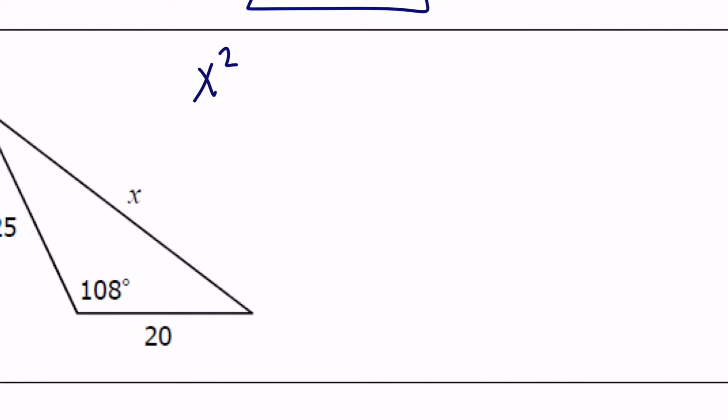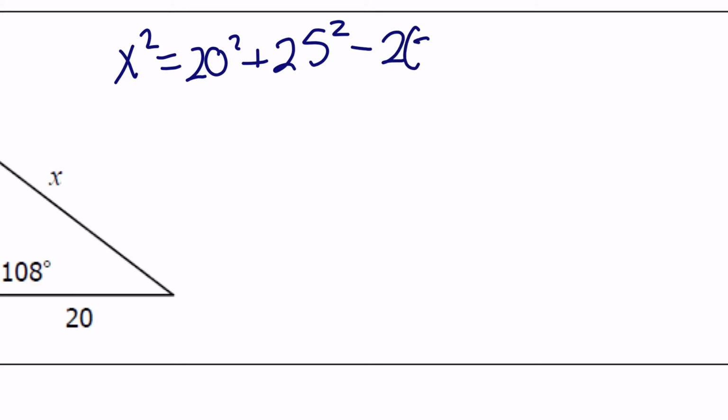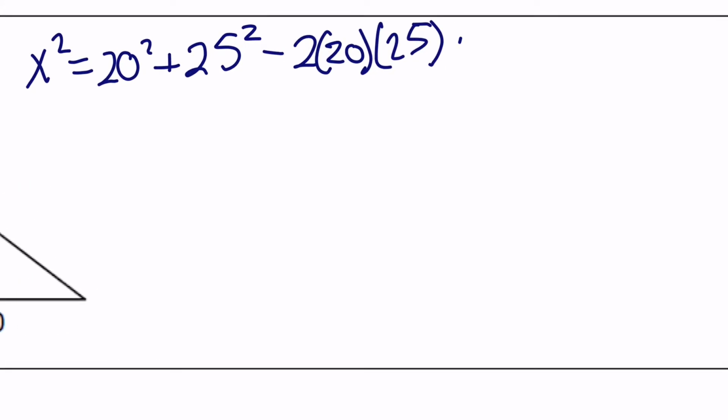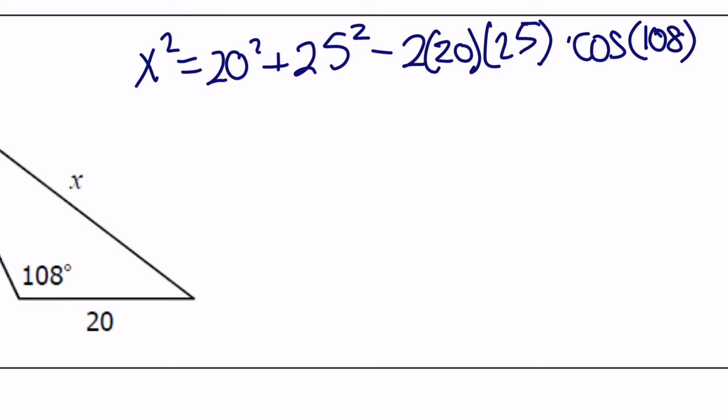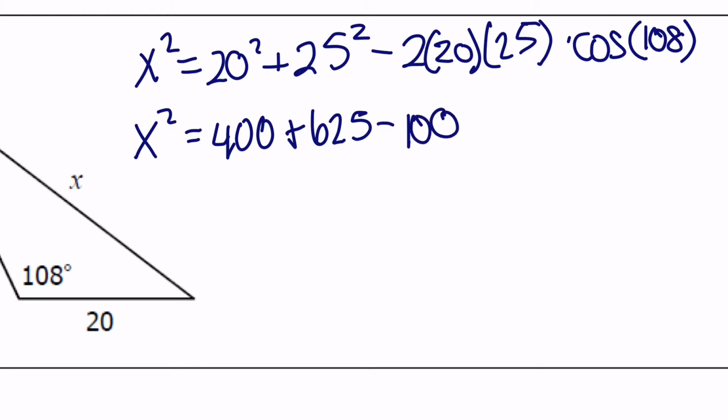So x squared equals 20 squared plus 25 squared minus 2 times 20 times 25 times the cosine of 108 degrees. And again, I just start putting things in my calculator now and solving for x. Let's see, 400 plus 625 minus 1,000 times the cosine of 108.